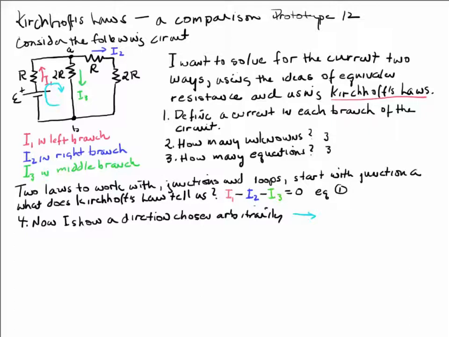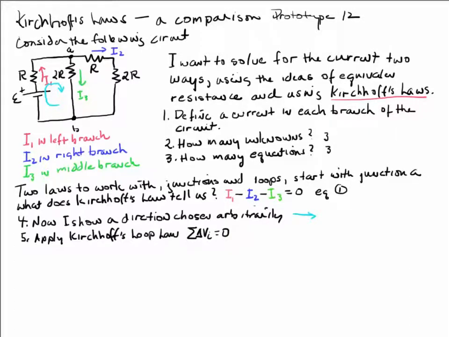Now, I am going to choose an arbitrary direction for the path I'm going to take around a closed circuit. And the closed circuit that I'm going to choose is the circuit on the left-hand side, going through the left branch and back through the middle branch.